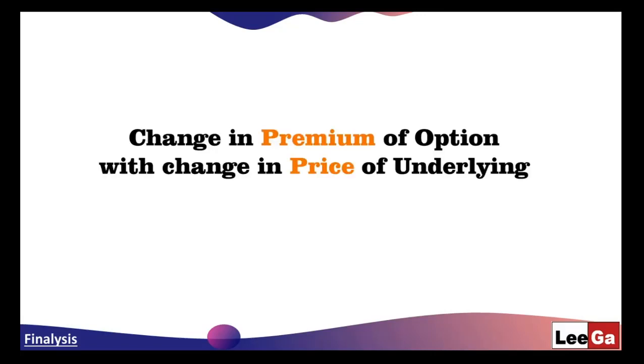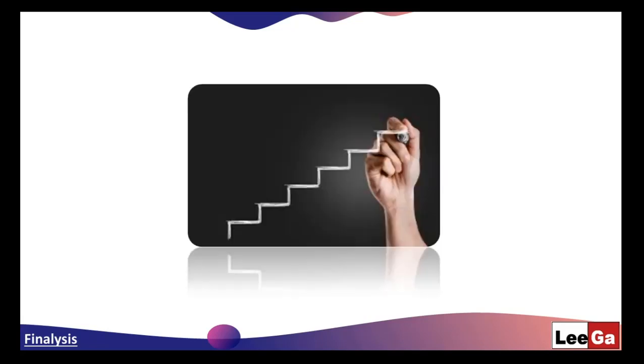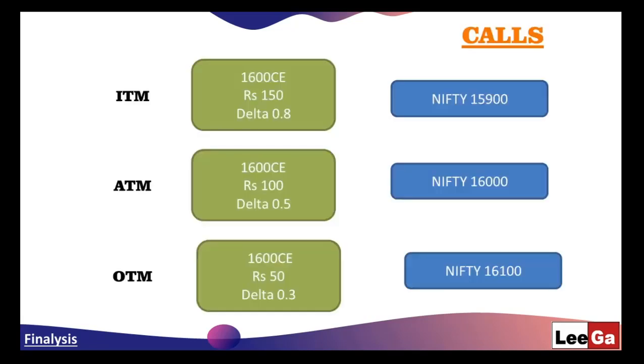So delta is the rate of change in price of an option with a change in the spot price of the underlying. If we talk in terms of Nifty, if the delta of an option is 0.5, then if Nifty moves by 100 points, that option will move by 50 points. That is 0.5 into 100, that is 50 points. We know that there is no one-to-one relationship between the price of the underlying and the premium of the option. That means if Nifty moves by 100 points, then the ATM, OTM and ITM option premiums will move differently. And how much they will move is determined by delta.